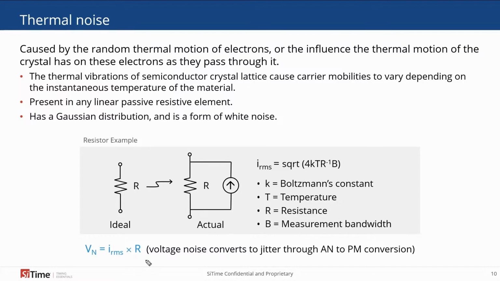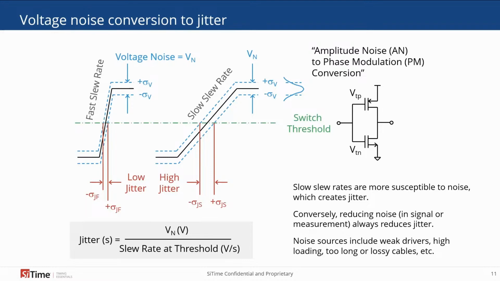Multiplied by the resistor, and we get a voltage noise. And then the voltage noise will convert into jitter through a mode that we call amplitude noise to phase modulation conversion. So let's take a look at how voltage noise converts into jitter. Here we have a distribution shown for voltage noise, and it looks like a Gaussian distribution.